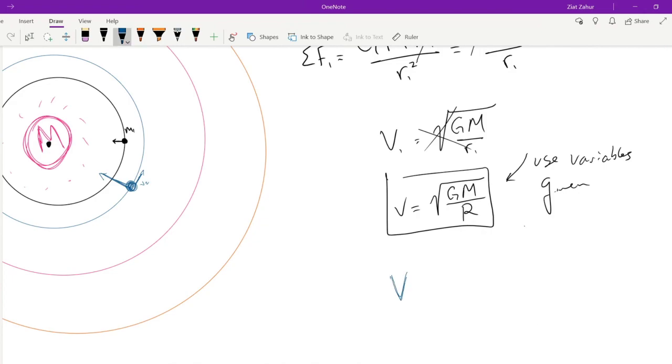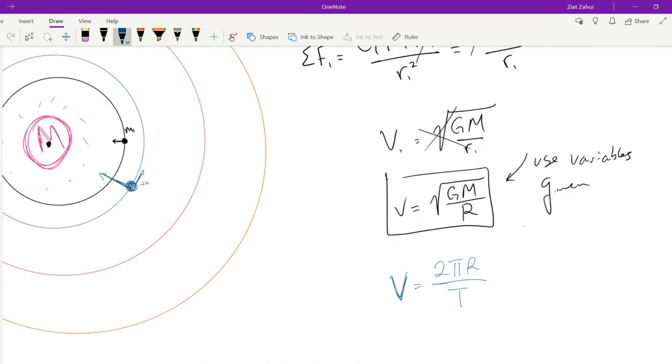Velocity, simply put, when you're going in a circle, is the distance over time. The distance you're traveling is the circumference, 2 pi r, and the time it takes is the period, the time it takes to complete a revolution. Right? That's it. I mean, here it is.